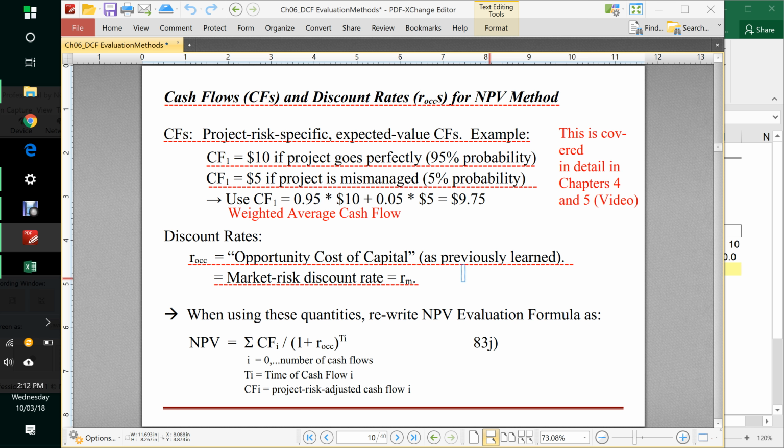What do I mean by as previously learned here? I mean two things. Okay, first is same thing you've learned. This has the same meaning that it did in microecon. Okay, same meaning. Also, this is going to be the same as covered in Ch06a video.